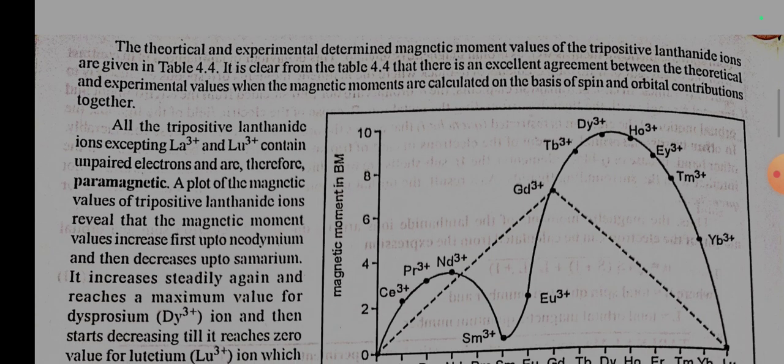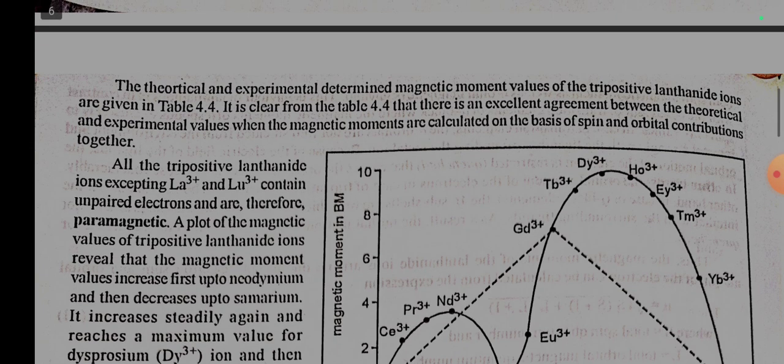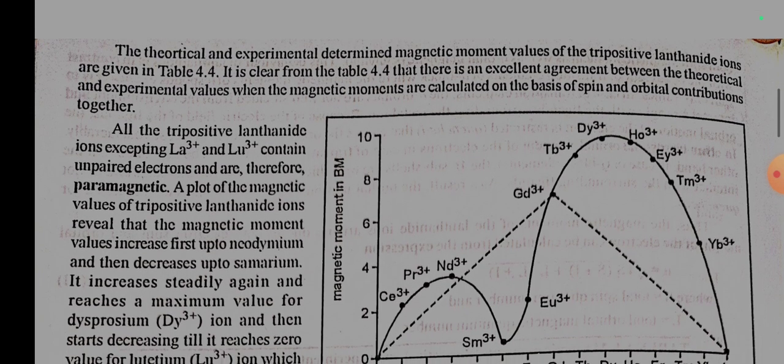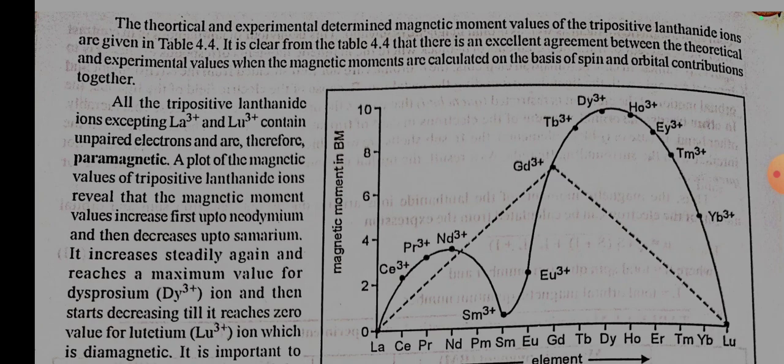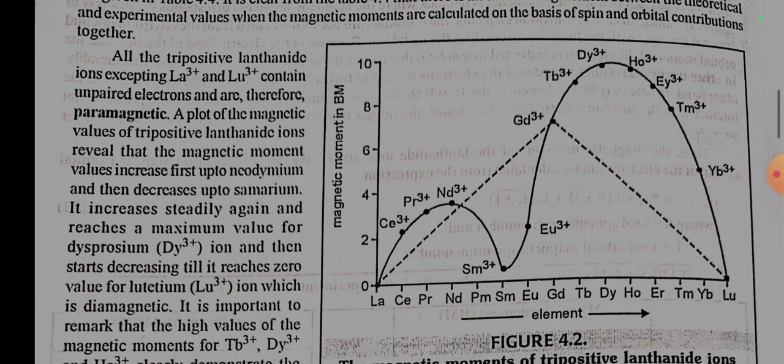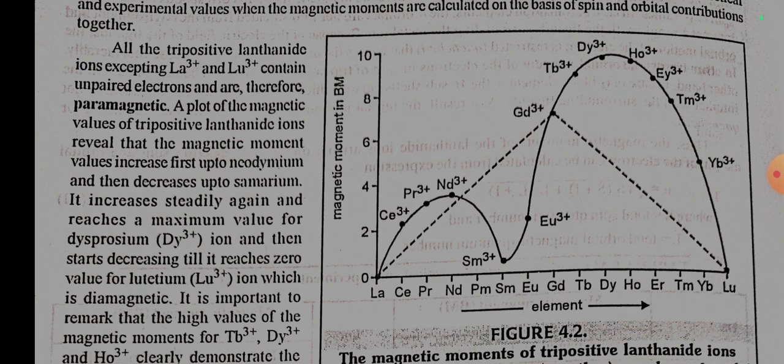The theoretical and experimentally determined magnetic moment values of the tripositive lanthanide ions are given in table 4.4. It is clear from table 4.4 that there is an excellent agreement between the theoretical and experimental values when the magnetic moments are calculated on the basis of spin and orbital contribution together. All the tripositive lanthanide ions excepting La3+ and Lu3+ contain unpaired electrons and are therefore paramagnetic.